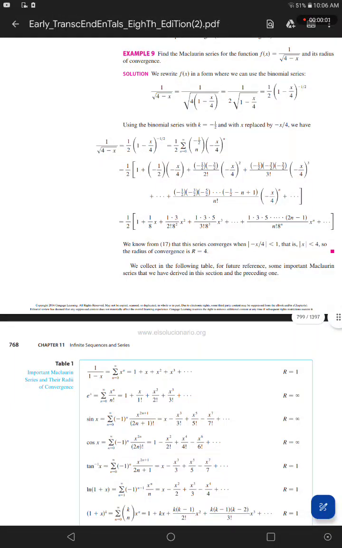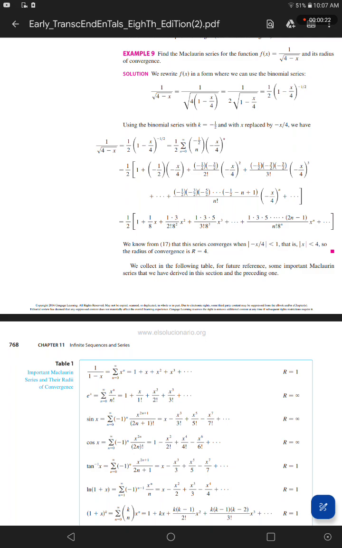Example 9. Find the Maclaurin series for the function f of x equals 1 over the square root of 4 minus x and its radius of convergence. Solution: we rewrite f of x in a form where we can use the binomial series.